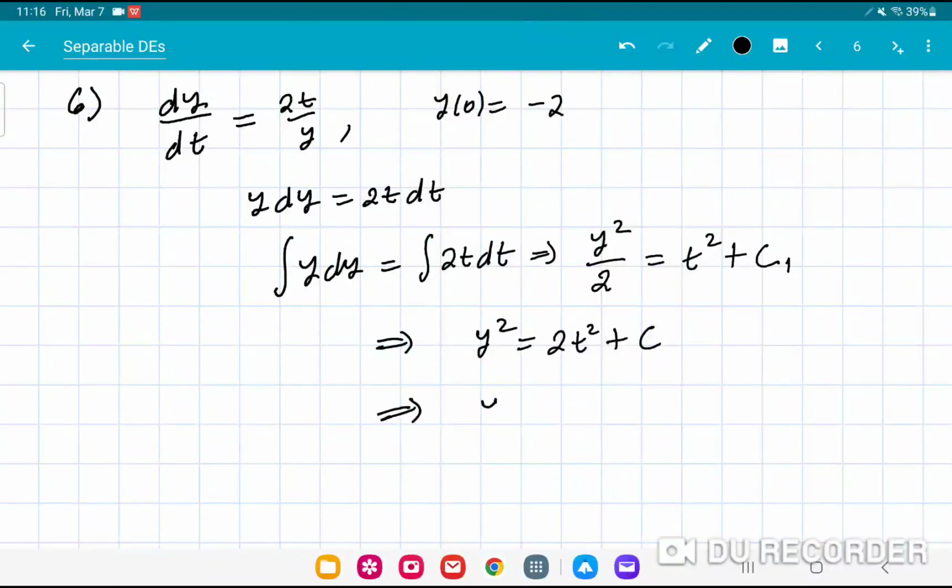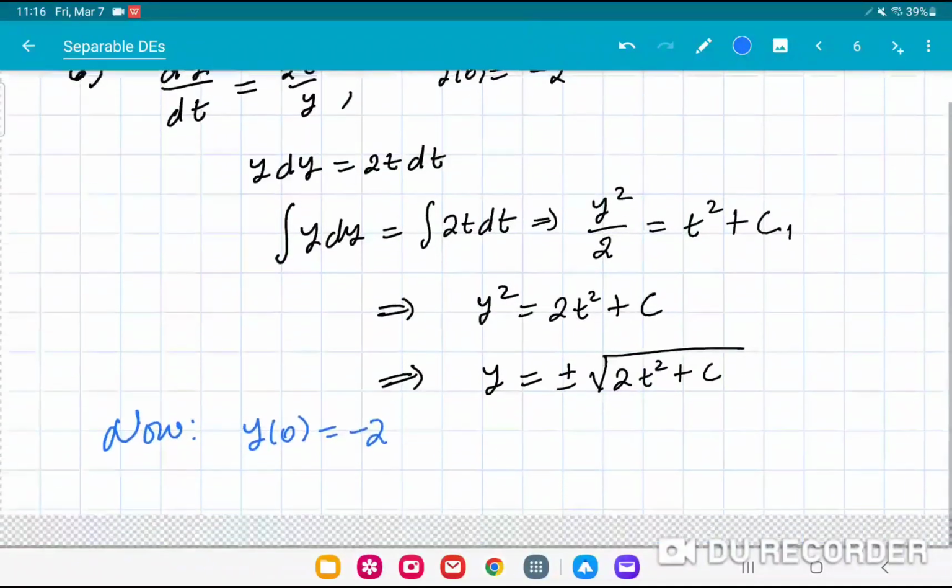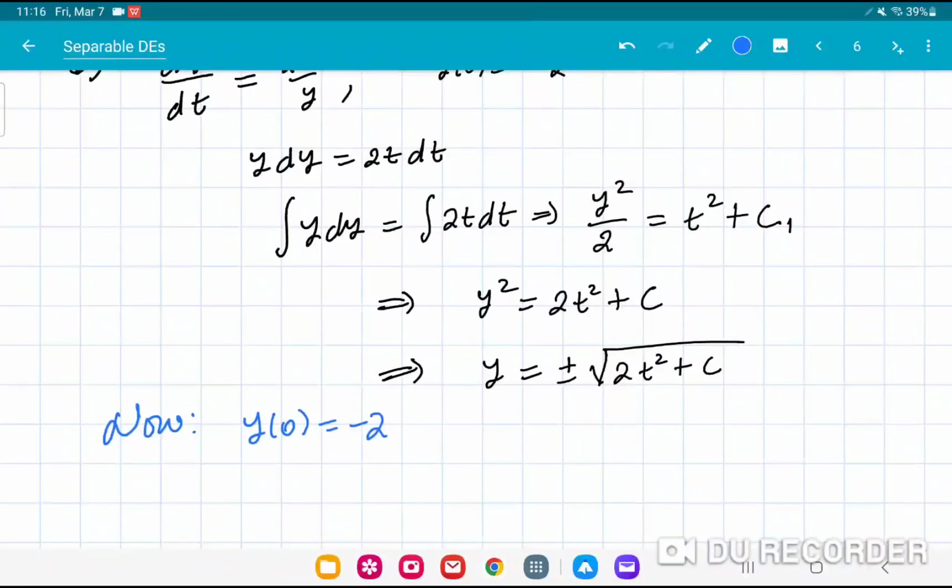Take the square root. This gives you plus or minus, okay? When you take the square root, when you're solving for y, the square root of 2t squared plus c. And that would have been the solution if it was just the differential equation and no initial condition. Now, we want y at 0 to equal negative 2. So we're going to put 0 in for t. So I have plus or minus the square root of 2 times 0 squared plus c equals negative 2.